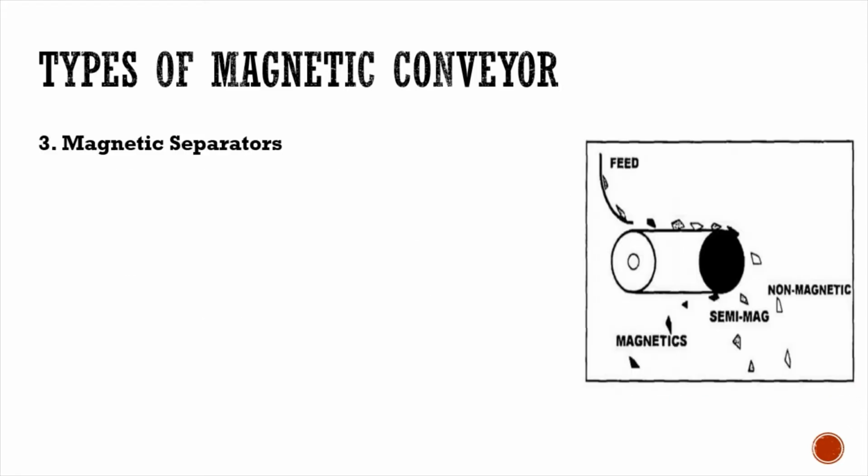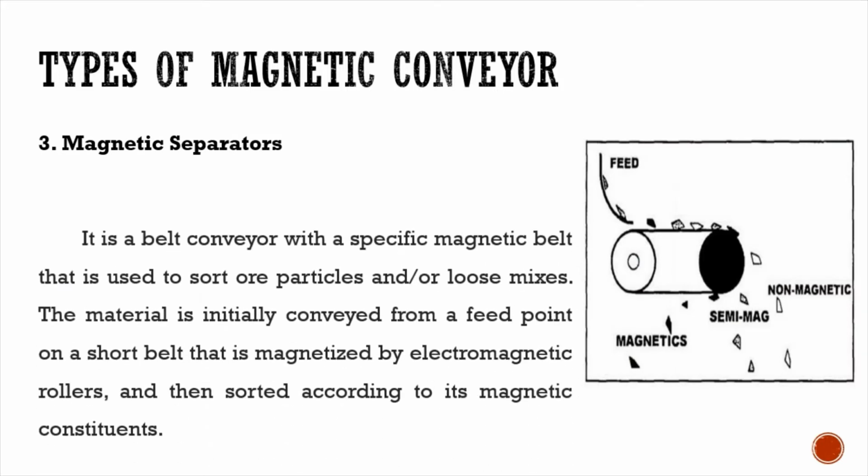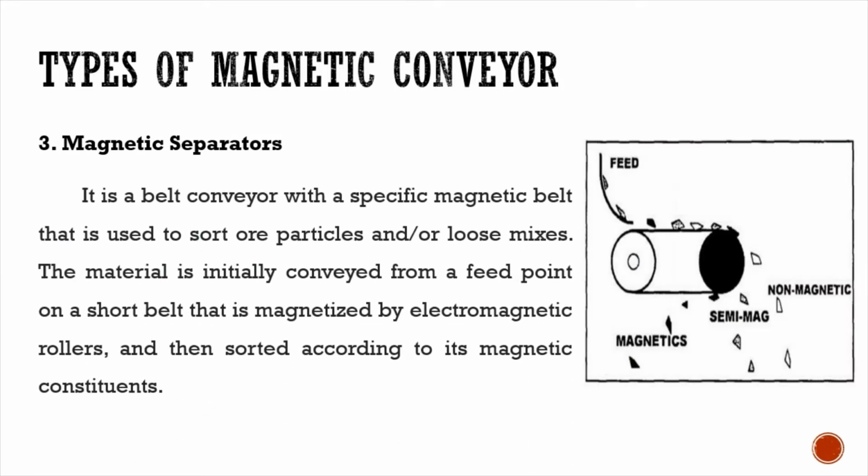Next is the magnetic separator. It is a belt conveyor with a specific magnet belt that is used to sort ore particles or loose mixes. The material is initially conveyed from the feed point on a short belt that is magnetized by electromagnetic rollers, and then sorted according to its magnetic constituents. Unlike semi-magnetic and fully magnetic material, non-magnetic material will fall further from the belt, effectively sorting and separating the aggregates.